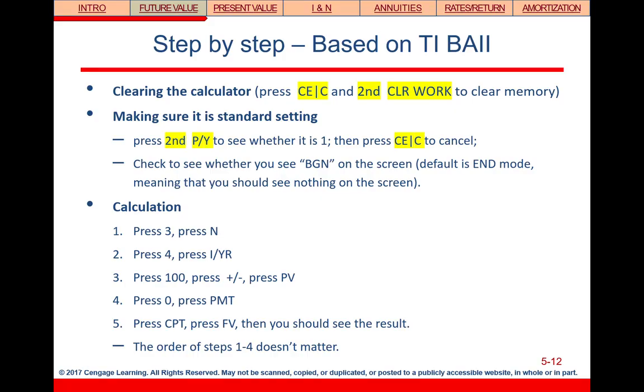So when you press second, it means it's trying to execute the orange words above the button. For the CE/C button, the orange words above the button are CLR Work, so clear work. If you press second and then clear work, this will clear all your time value of money memory. So press CE/C and then press second, clear work, and you will be able to clear your memories. And then the second one is to make sure it is the standard setting.